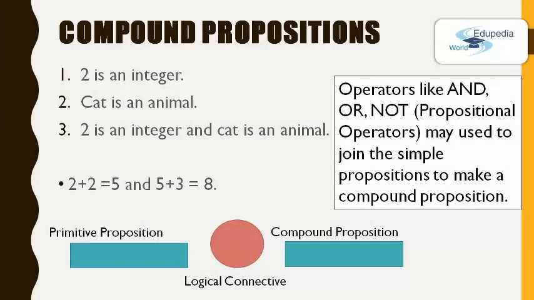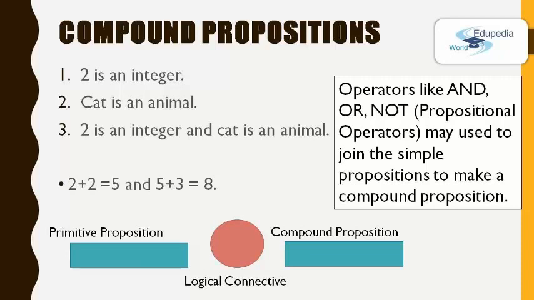Okay, now we know what cannot be taken as propositions and what can be taken as propositions. But all the propositions we mentioned earlier were primitive propositions. Now here we are talking about joining those primitive propositions. They are called compound propositions. Operators such as and, or, and not are called propositional operators. These can be used to join the simple propositions, the primitive propositions, to make compound propositions.